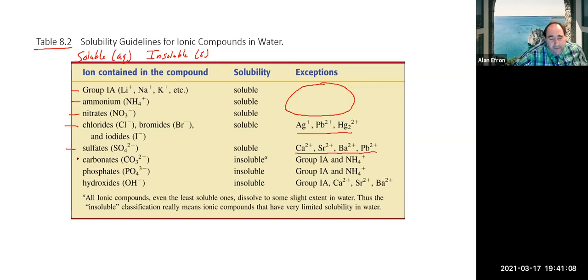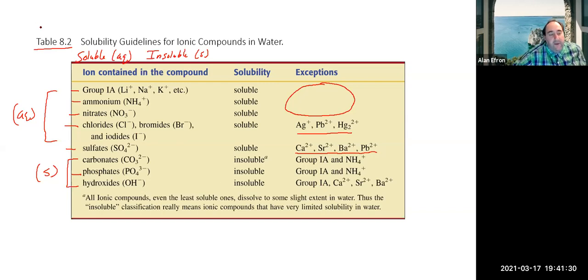Then there are some things that are typically insoluble, which means these typically make solids. The ones up here typically make aqueous, unless they are one of these exceptions. Things in group 1 or ammonium are the exceptions, which is the same as what we have on top. And things with strontium or barium are typically exceptions to it.